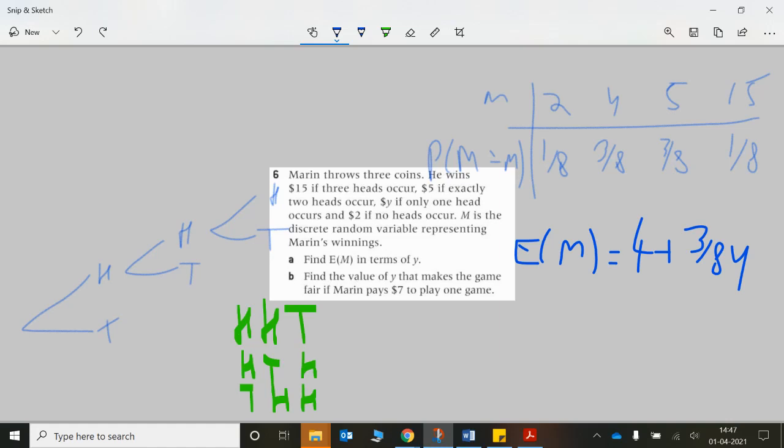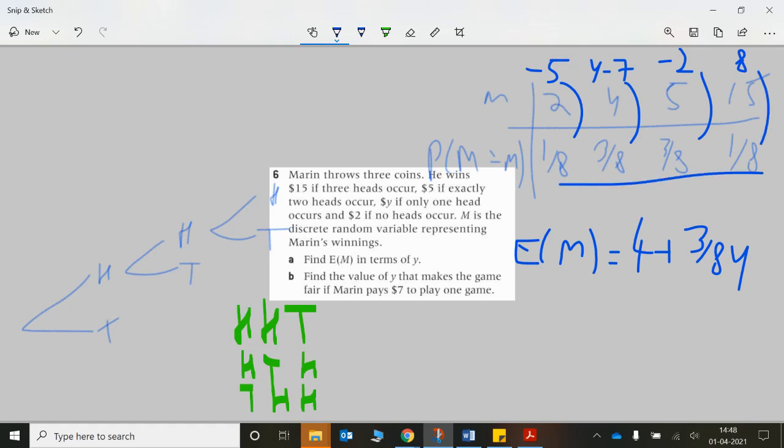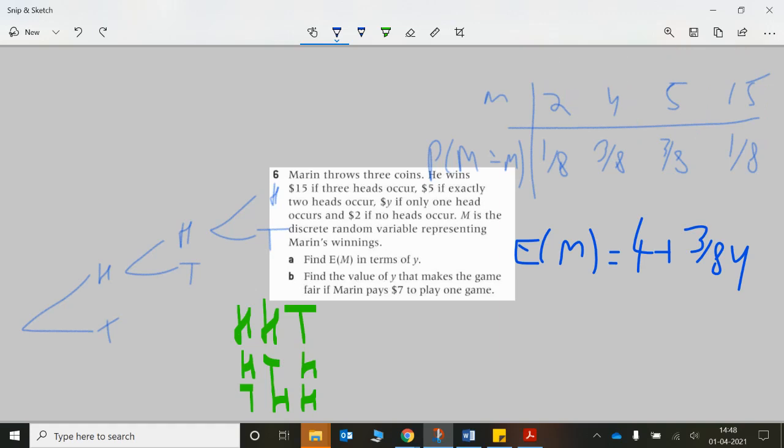So in fact, what we could do is change all of these numbers here to take into account the $7 that's being paid out. Then this becomes -5, and this becomes y minus 7, and this becomes -2, and this becomes 8. All I'm doing is taking 7 off them. Now I could times these numbers on the top with these probabilities, add them together and equate them to 0. But I'm making way too much work of this, because actually what I can do is set my revenue equal to 7. I want to get back my expected revenue. Expected revenue needs to equal 7. I want to get back my money overall in the long term, if you like.